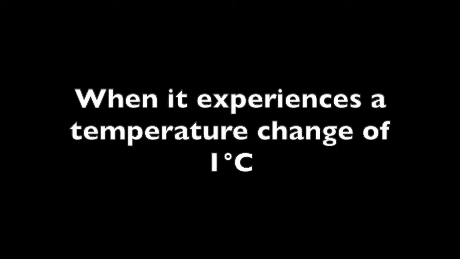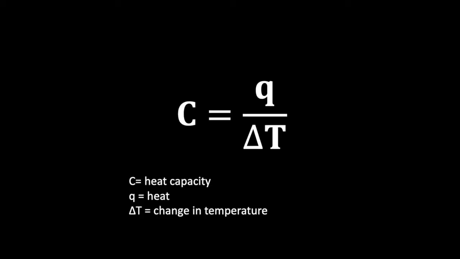Heat capacity, which is symbolized by the capital C, is the quantity of heat a body of matter absorbs or releases when it experiences a temperature change of 1 degree Celsius, and the units for this are joules per degree Celsius. The formula for heat capacity is capital C equals Q divided by delta T, where capital C is the heat capacity, Q is the heat, and delta T is the change in temperature.